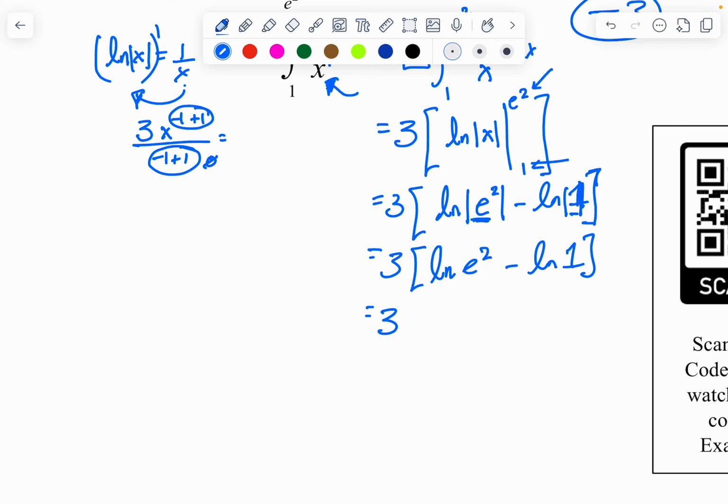Ln of e squared is going to be 2, because that disappears, minus ln of 1, which we know is 0. So our final answer is just going to be 6.